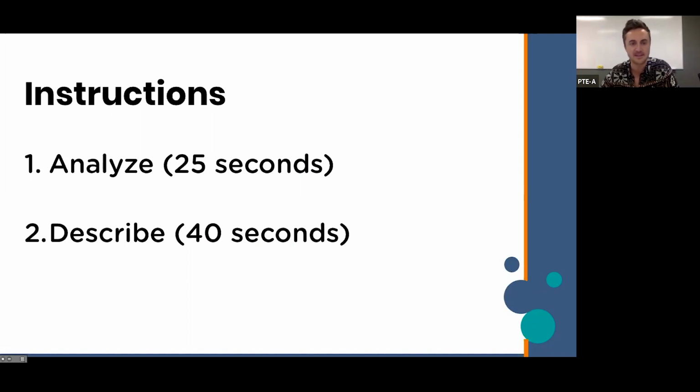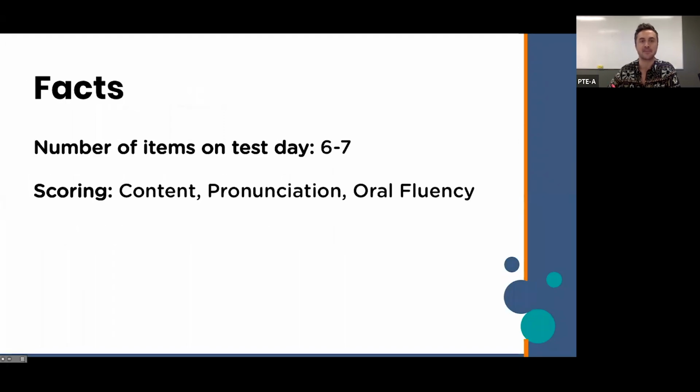Then when that 25 seconds is over, the recording device will open and you'll have up to 40 seconds to describe that image in front of you, whether it be a graph or a pie chart or bar charts, line graphs, tables, Venn diagrams, stuff like that. You'll get 6 or 7 of these on test day. Again, scoring content, PRON, oral fluency.